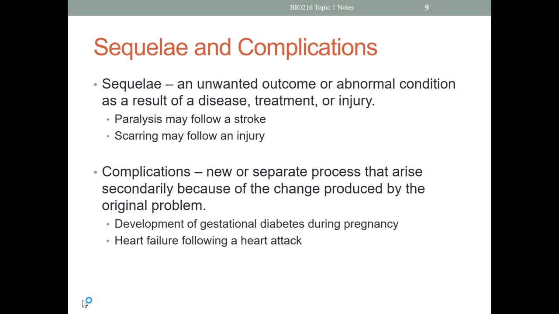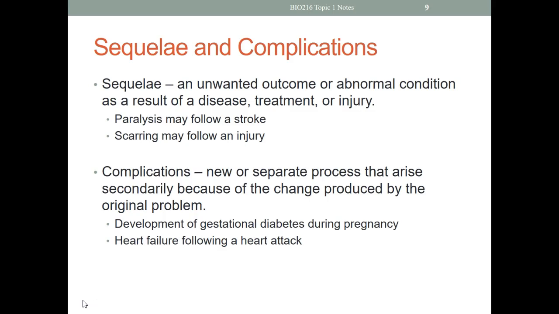Okay, sequela and complications. A sequela is an unwanted outcome or abnormal condition as a result of disease, a treatment, or injury. For instance, paralysis following a stroke or scarring after a tissue injury.